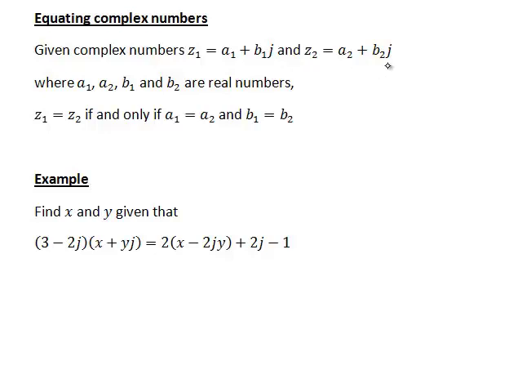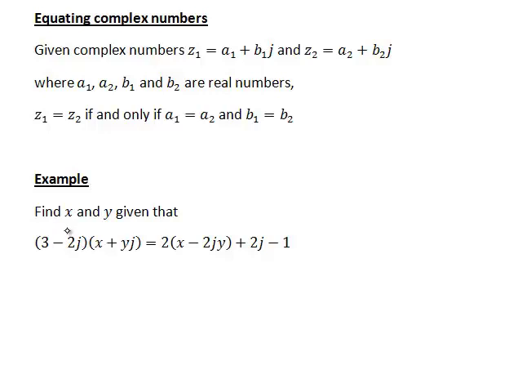the imaginary part. And the complex numbers z1 and z2 are equal if and only if their real parts, a1 and a2, are equal to each other, and also b1 and b2, their imaginary parts, are equal. So this can be useful in solving problems such as the one shown here.